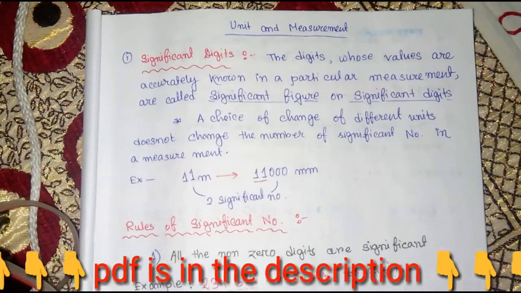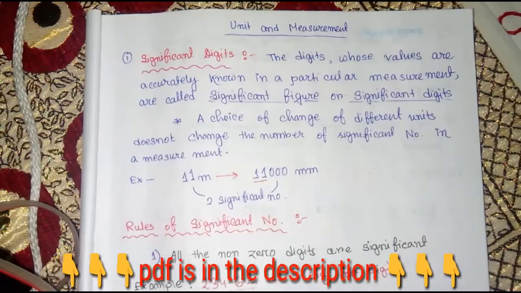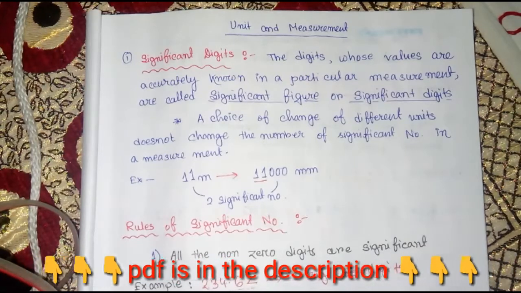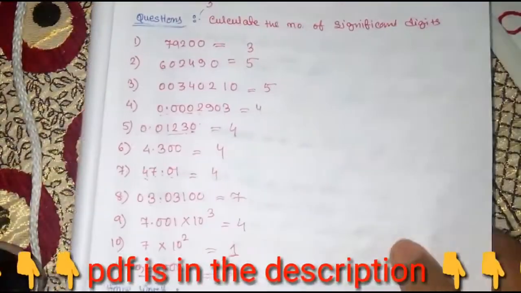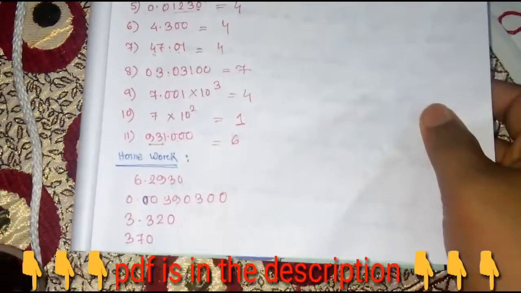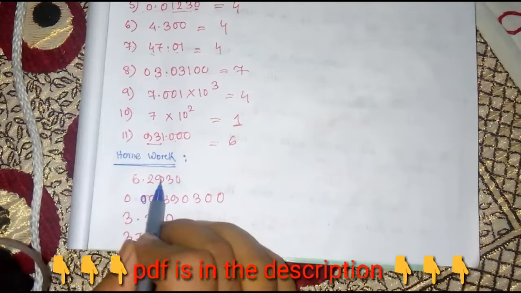So this is the fourth part of the video, that is the chapter, unit and measurement. Previous day we discussed some significant digits and the rules of significant digits, and we calculated the significant digits of some numbers. So I gave you some homework, so let's see what will be the answers. Here you can see 6.2930.